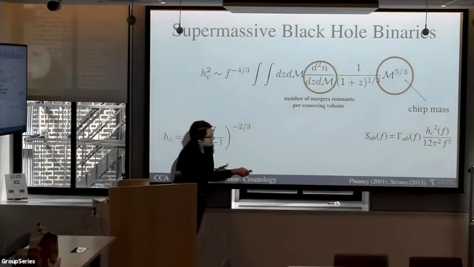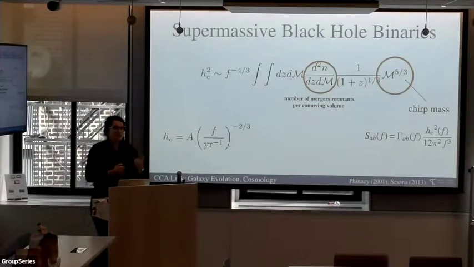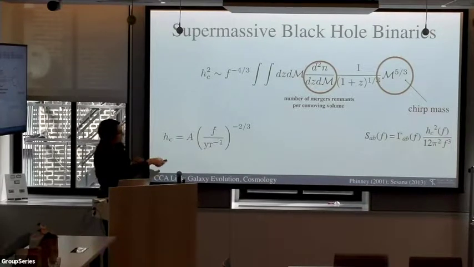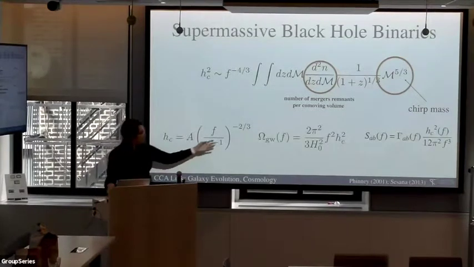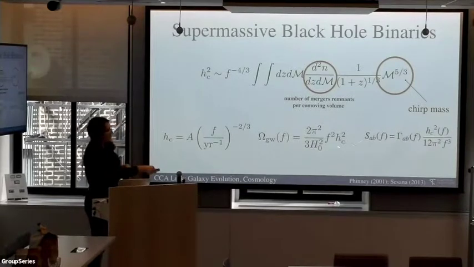Sesana, Phinney explored this in 2001, and Sesana again in 2013. If you have a primordial background, this index changes, and I'm happy to talk to you about that later. We report this characteristic strain at a reference frequency of 1 per year. And so the cosmologists in the room might be more interested in the gravitational wave energy density. This scales as the characteristic strain squared.